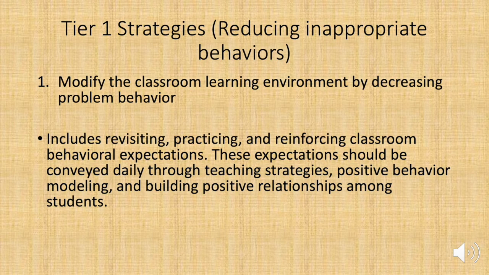According to the National Center for Education Evaluation and Regional Assistance, in partnership with the Department of Education, one effective Tier 1 strategy for reducing inappropriate behaviors in students is to modify the classroom learning environment by decreasing problem behavior. This includes revisiting, practicing, and reinforcing classroom and behavioral expectations. These expectations should be conveyed daily through teaching strategies, positive behavior modeling, and building positive relationships among students.